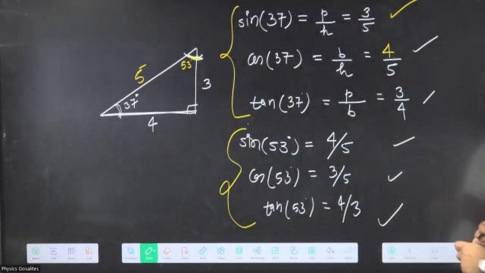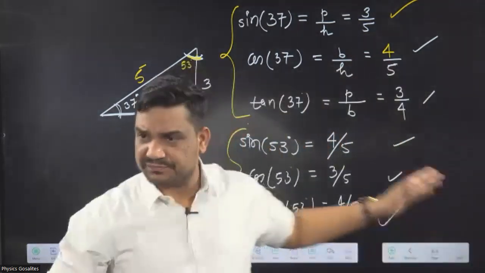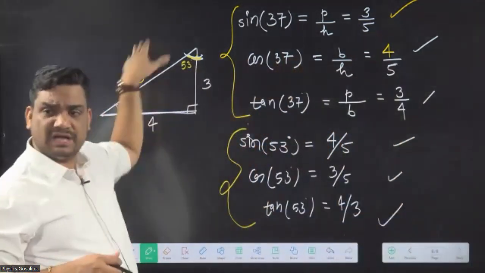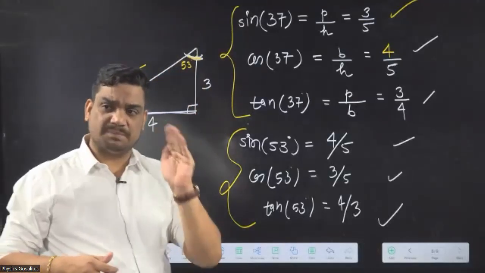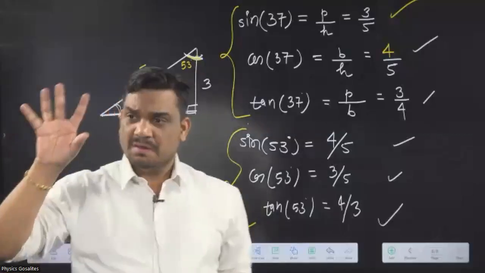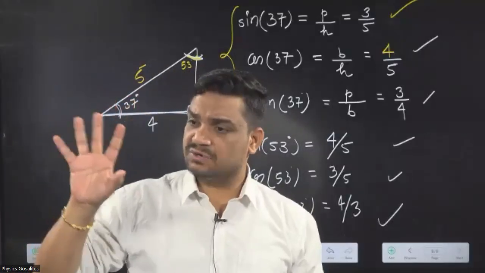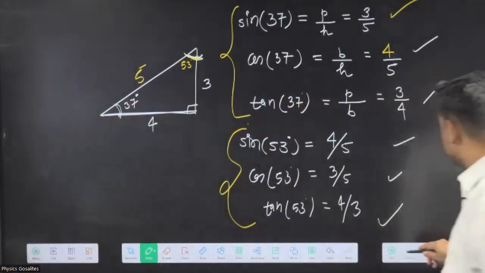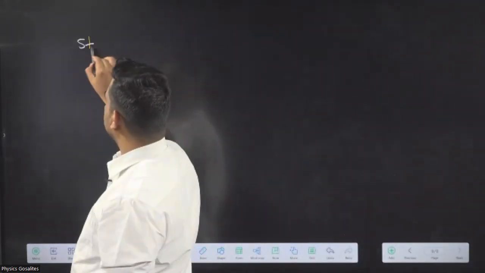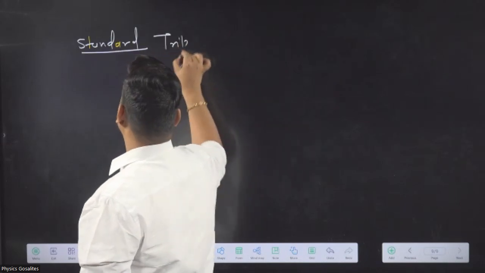But I will tell one more thing, some standard triplets. What is the meaning of triplet? 3, 4, 5 is one standard triplet. So I will write some more standard triplets. Triplet basically means Pythagoras triplet, or we can say Pythagorean triplet. Standard triplets I can write in the next one. And what are the standard triplets? Basically we can write here that you have to remember standard triplets.